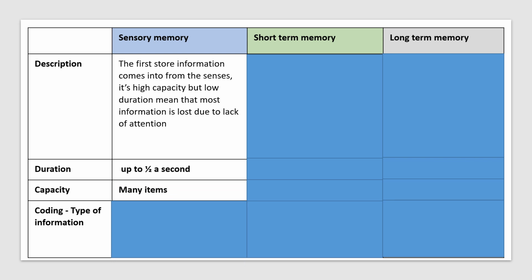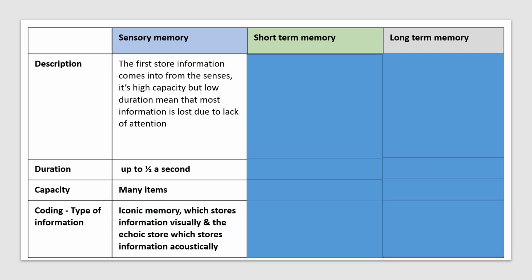Capacity is many items. Basically, it's too brief for us to really know, but we recognize it's processing more than we can even realize. But the duration makes it problematic. Coding type of information is iconic, which stores information visually, and we have an echoic store, which stores the information acoustically. So we have two little subsystems within our sensory memory. One's iconic, one's echoic, each doing their relevant job there.